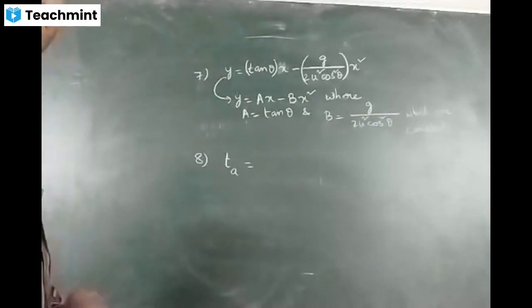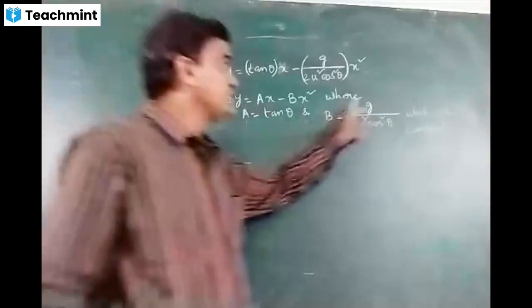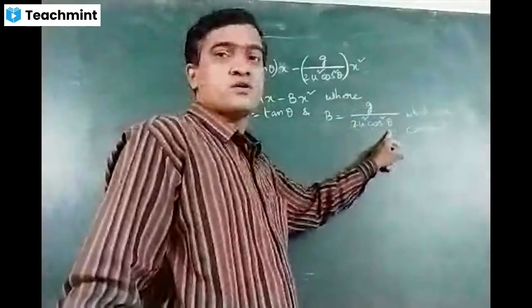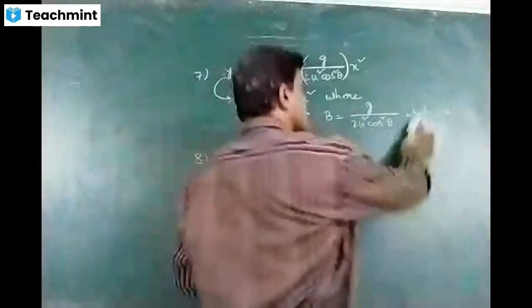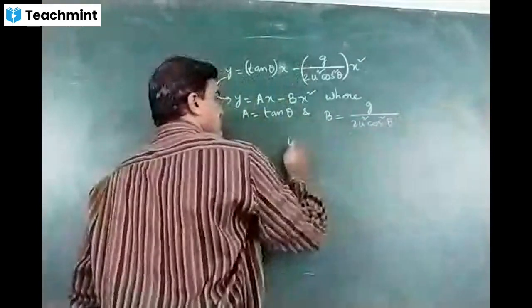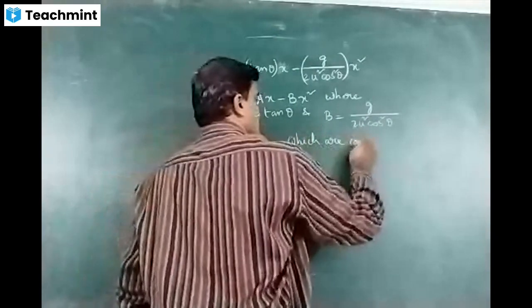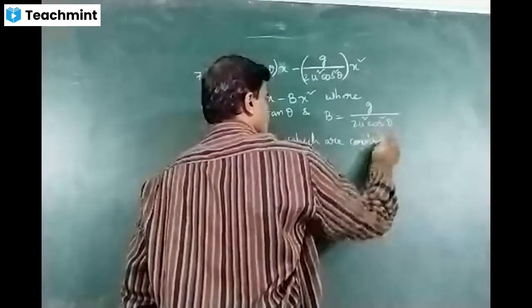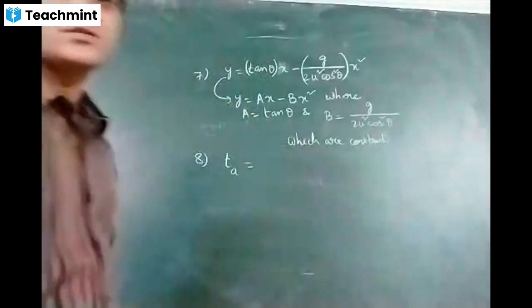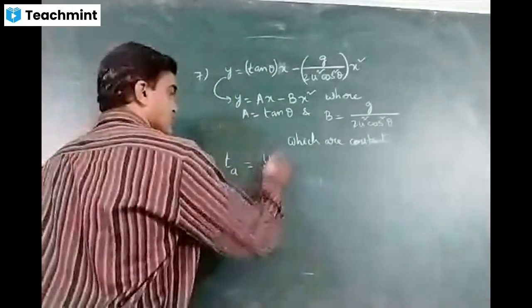B is equal to g by 2u square cos square theta. Okay, where a and b are constants. A and B are constants.